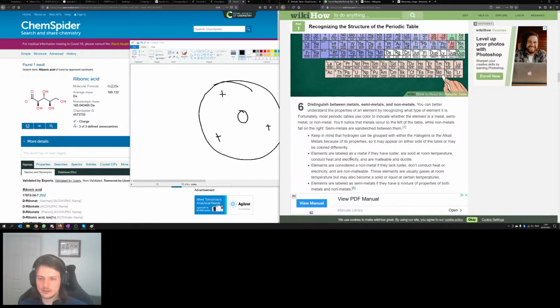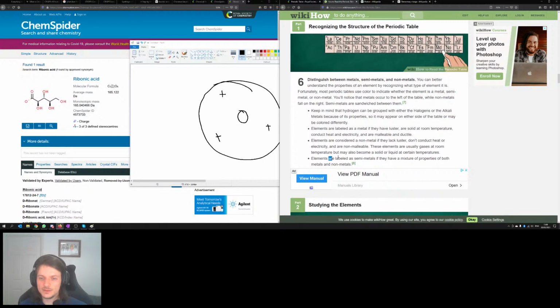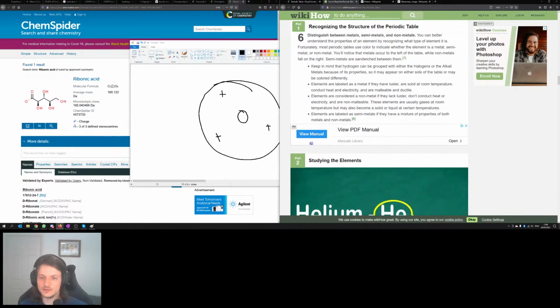Elements are labeled as a metal if they have luster, are solid at room temperature, conduct heat and electricity, and are malleable and ductile. Elements are considered a non-metal if they lack luster, don't conduct heat or electricity, and are non-malleable. These elements are usually gases at room temperature, but may also become a solid or liquid at certain temperatures. Elements are labelled as semi-metals if they have a mixture of properties of both metals and non-metals.